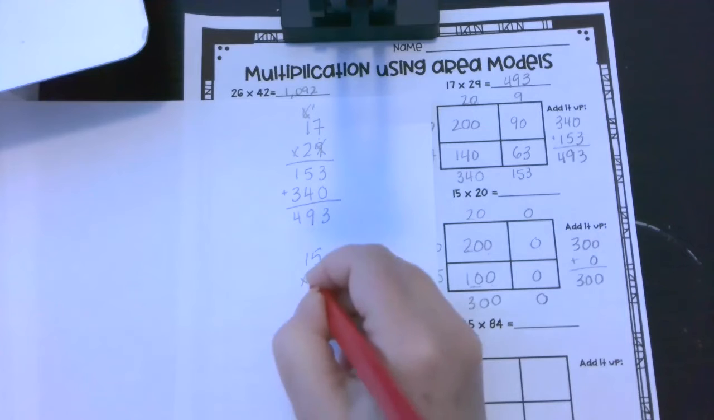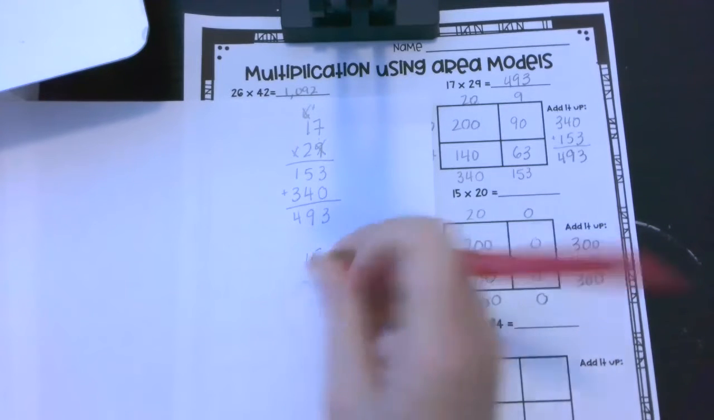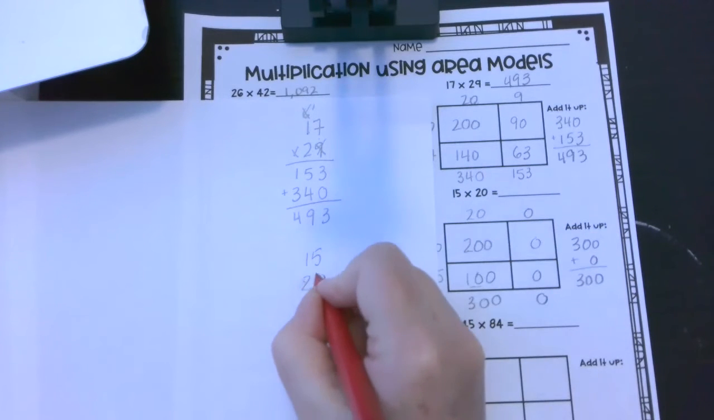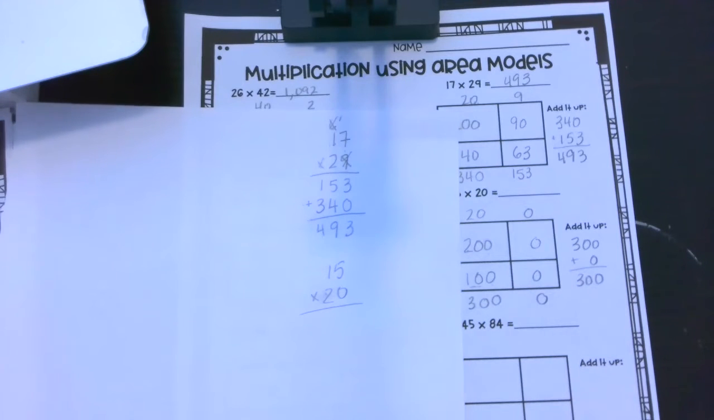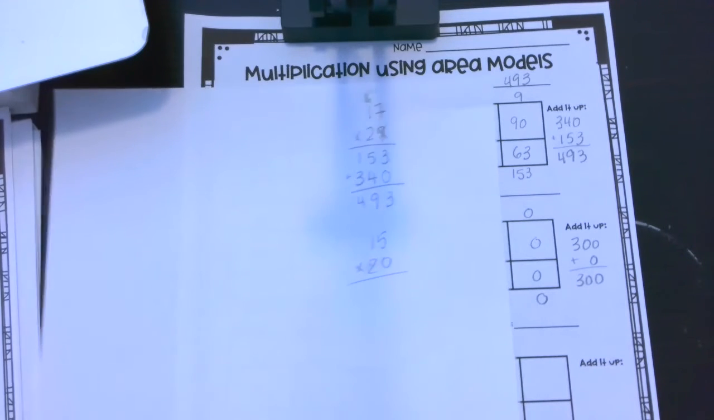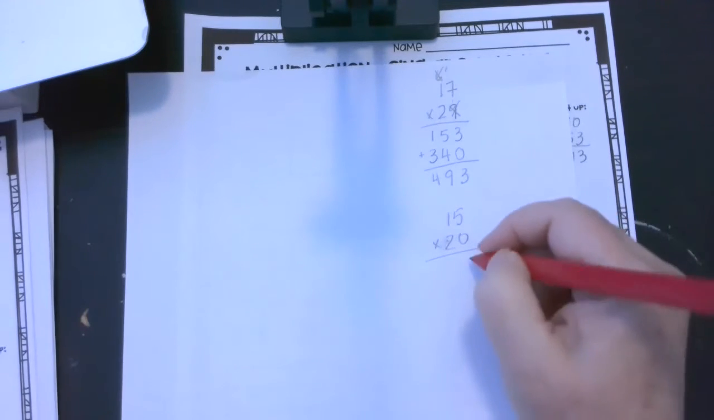So if I do 15 times 20, I'm going to do it with the algorithm, even though I don't technically need to. I'm going to go through the full algorithm. So I'm going to say 0 times 5 is 0, and 0 times 1 is 0. I'm going to put that down. I'm going to cross this out, even though I'm multiplying by 20. 5 times 2 is 10.